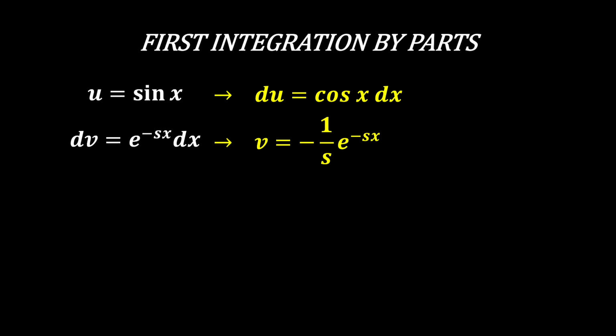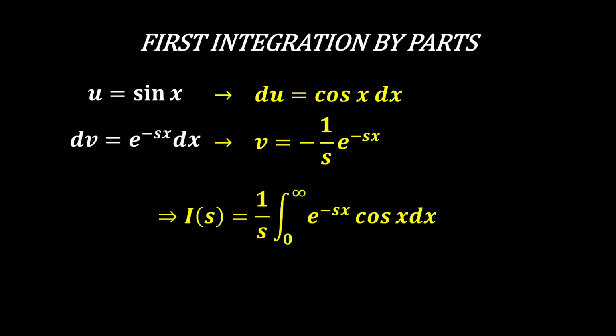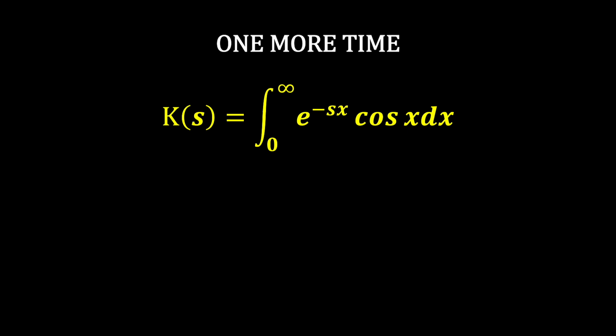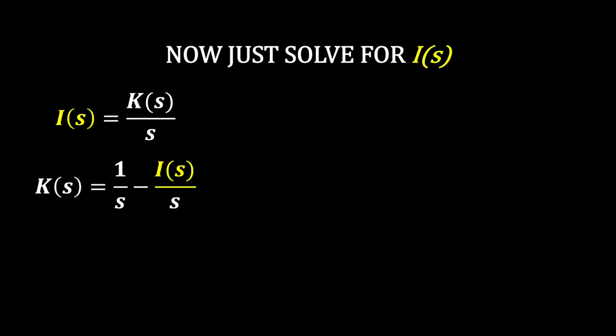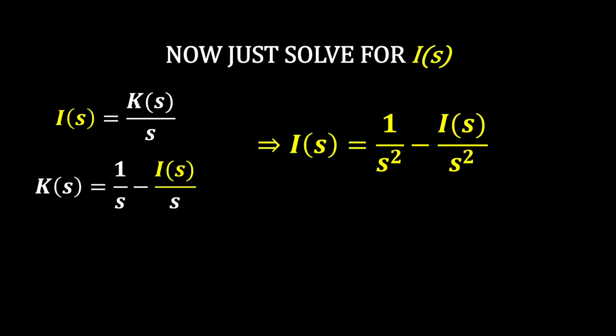After the first integration by parts, I of s equals 1 over s times the integral from 0 to infinity of e to the minus sx times cosine x. Call that integral K of s. A second integration by parts gives K of s equals 1 over s minus I of s over s. So I of s equals 1 over s squared minus I of s over s squared.